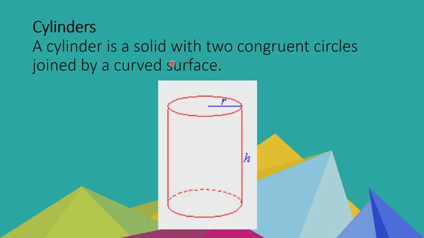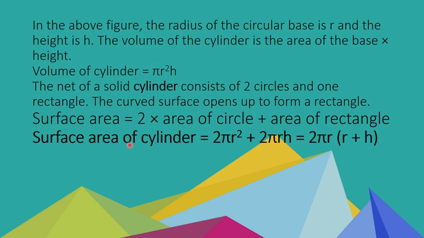Next one is the cylinders. A cylinder is a solid with two congruent circles joined by a curved surface. In the previous case, we saw that the two congruent surfaces could be anything except a circle. In this case, it's only the circle. If the two congruent surfaces are circles, then it is nothing but a cylinder.